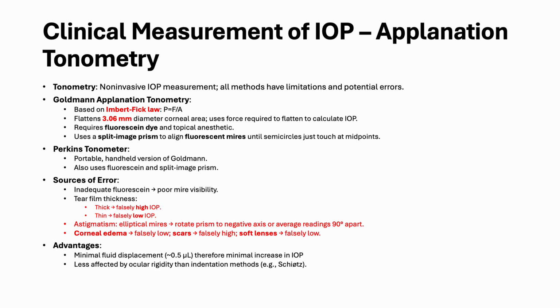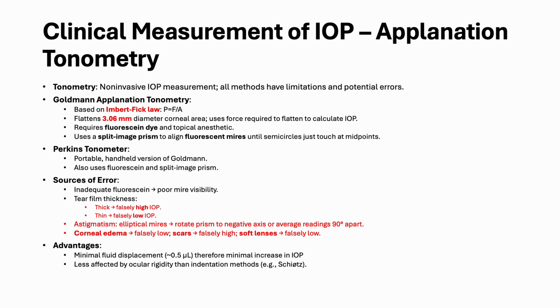It works by flattening a 3.06 millimeter diameter area on the cornea and calculating the pressure based on the force required to do so. This method requires both fluorescein dye and a topical anesthetic and uses a split-image prism to align fluorescein mires until the semicircles just touch in the middle. That's your endpoint. A portable version of this device is the Perkins tonometer, which uses the same principles and is useful in situations where the patient can't sit at a slit lamp.